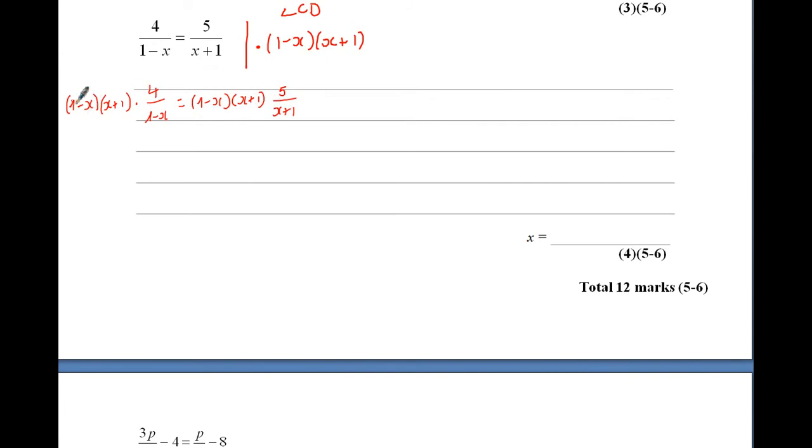And now I see that 1 minus x over 1 minus x becomes 1. And, oops, not that one, but x plus 1 over x plus 1 becomes 1. And so my two sides become x plus 1 times 4 equals 1 minus x times 5. Some people call this cross multiplying. I'll stop here, you can just carry on from there.